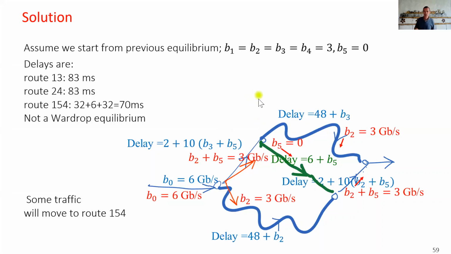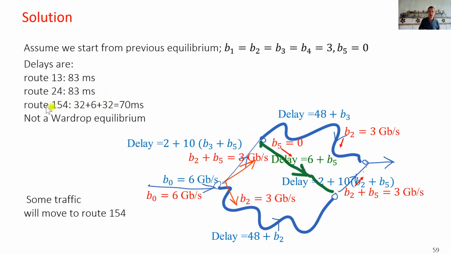Then, of course, the answer is no. If we start with the previous value, we have 0 traffic here. And we see that the delay, if we use the green link, will be 6, plus the value here, 2 plus 10 times 2. So it will be 22 plus 6, 28, which is less than the delay there. So the green path is advantageous. So if we start from this, some packets will say, oh, I have a better path. So they will go this way. So it's not the Wardrop equilibrium.